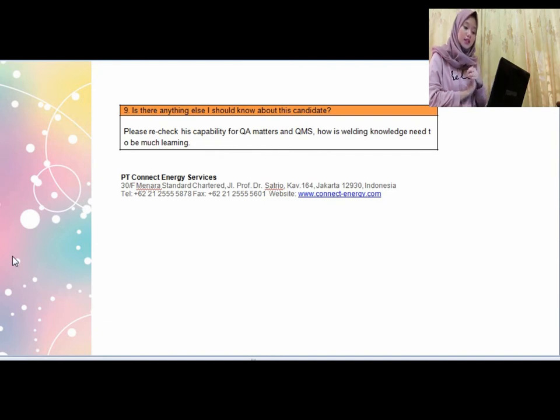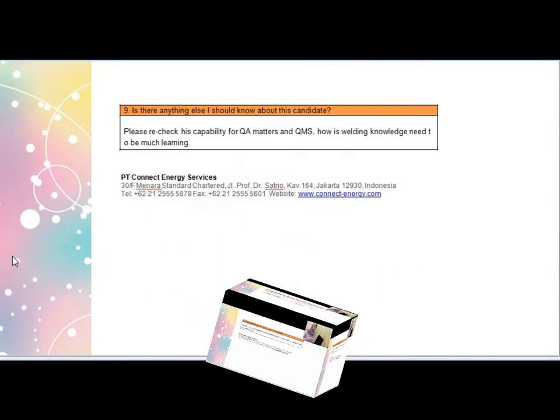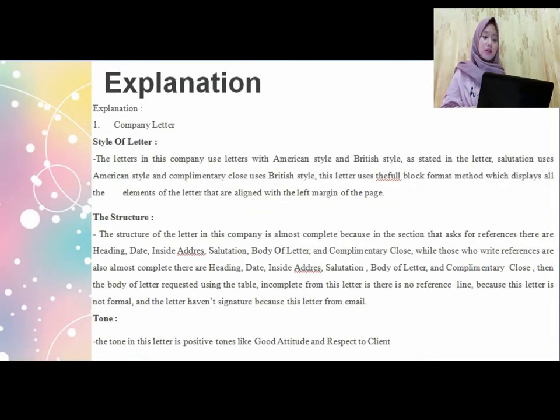The structure is incomplete. There is no reference line because the letter is not formal, and the letter has no signature, because this letter is from an email. Next, the tone of this letter. The tone in this letter is positive, with a good attitude and respect to the client.